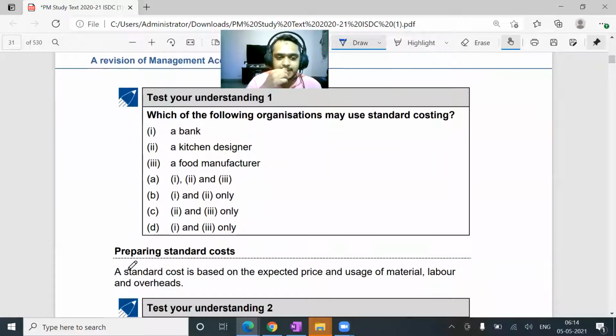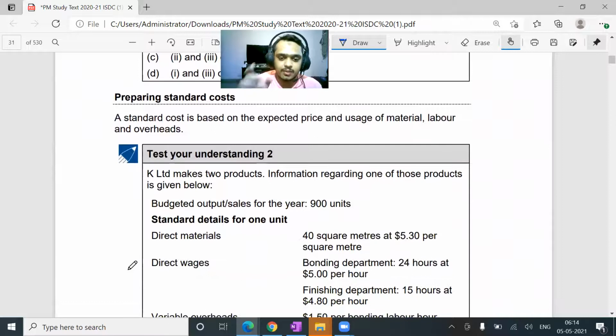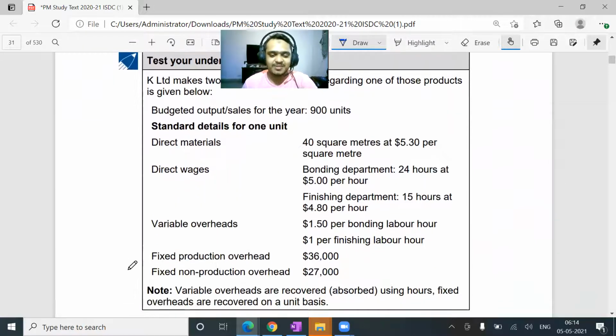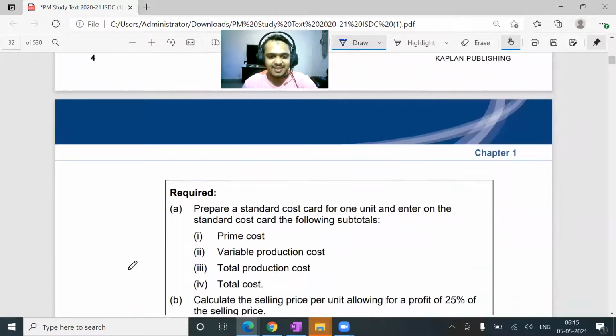Now, this test understanding two, I'm not going to answer, because I want you guys to do it. It will be important for you to try it out first because this is coming from management accounting. Try these test understandings first. In the very next session, I'll be doing it for you, but please try it because it's your examination. You're going to give the examination. If I was going to give the examination, I would have done it here.